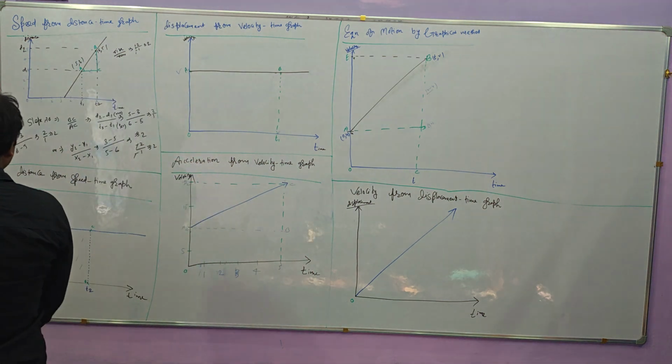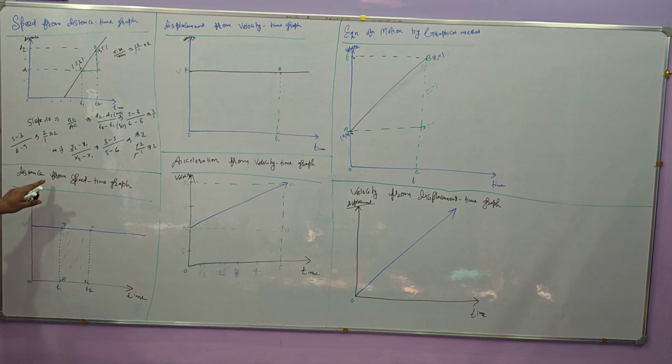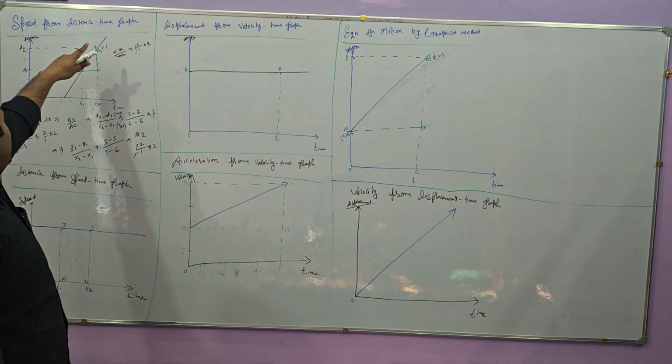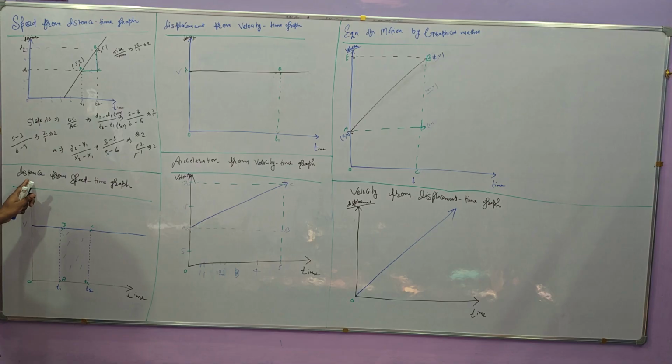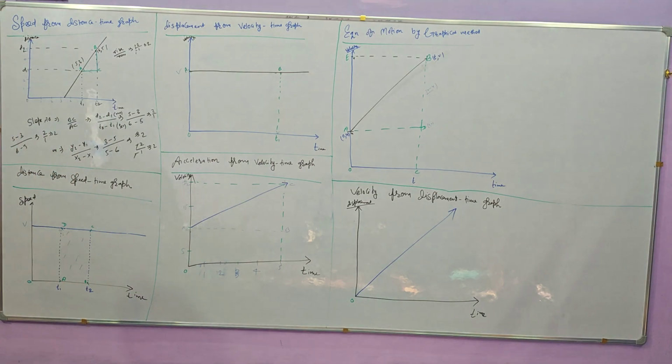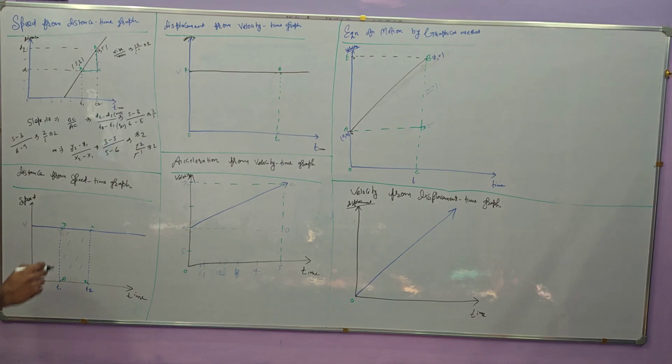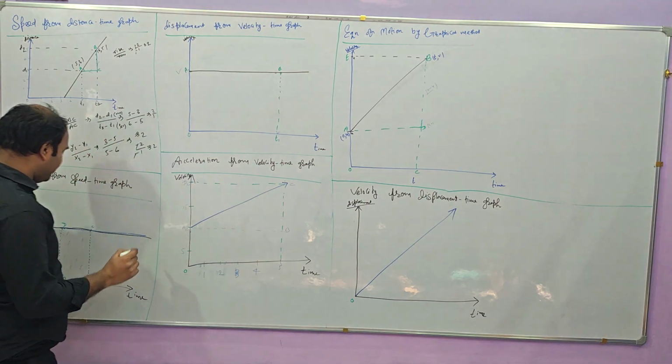Now, distance from speed time graph. Here we talked about speed from distance time graph, and here we talk about distance from speed time graph. Speed on the y-axis, time on the x-axis. And area under the speed time graph gives distance.